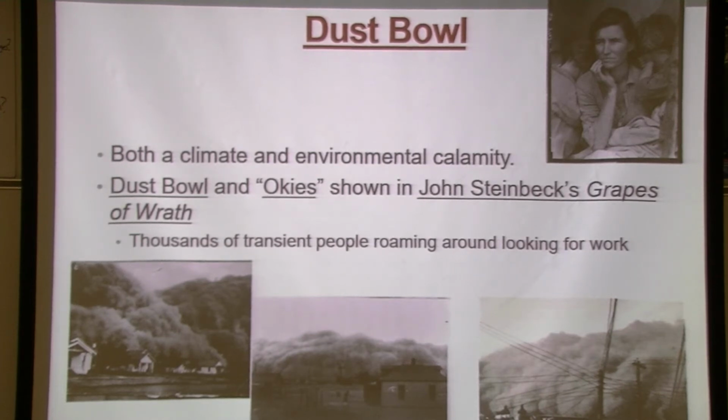and a vocabulary word you need to know is transient, where today you kind of think of homeless people and they're just going from place to place looking for work. In the Grapes of Wrath, this is where a lot of the Okies will go to California because they hear that there are jobs there.